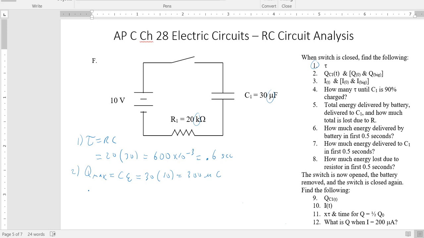Now we're going to use the equation Q as a function of time equals that Q max, 300. Now, do you want the e to the negative t over tau, or do you want the 1 minus e to the negative t over tau? Well, we want the function that starts at 0 and ends at 1, and that is your 1 minus. So it's 1 minus e to the negative t, and the tau is 0.6. So that is your charge, and it's microcoulombs. So that is your charge as a function of time. The Q at 0 seconds is 0. The Q after a long time is 300 microcoulombs.